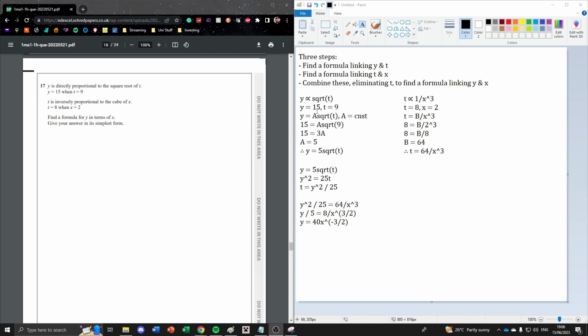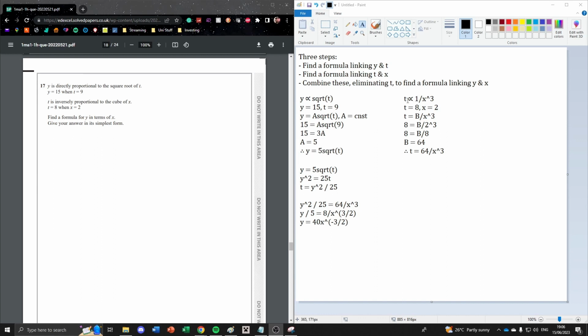And we can say that y is equal to 15 when t is equal to 9. So we can rewrite this as y is equal to a, which is some constant we don't know yet, times the square root of t, where a is a constant. So we can say 15 is equal to this constant a times the square root of 9. That's using these values we're given here. And so 15 equals 3a, 3 being the square root of 9. And obviously here we can just solve for a equals 5. And so y equals 5 square root t.